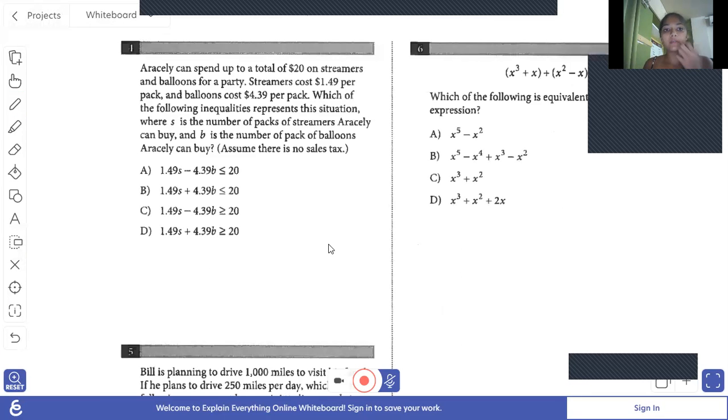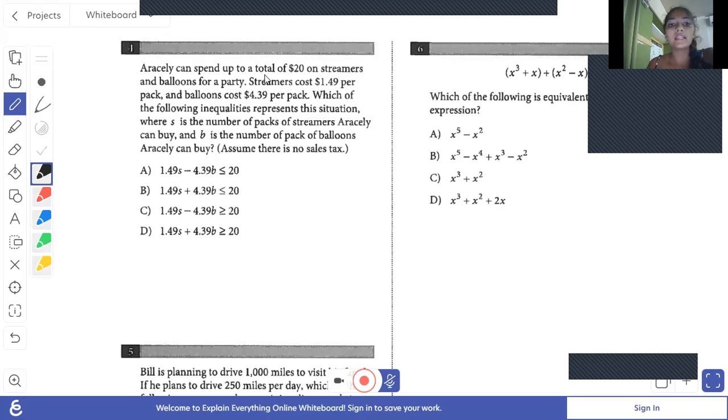Right, Araceli can spend up to a total of $20 on streamers and balloons for a party. Streamers cost $149 per pack and balloons cost $439 per pack. Which of the following inequalities represents this situation, where S is the number of packs of streamers and B is the number of packs of balloons? Right, so he can spend up to a total of $20, so he may not exceed this amount. And then we need to add up the total cost of all the streamers with the total cost of all the balloons.